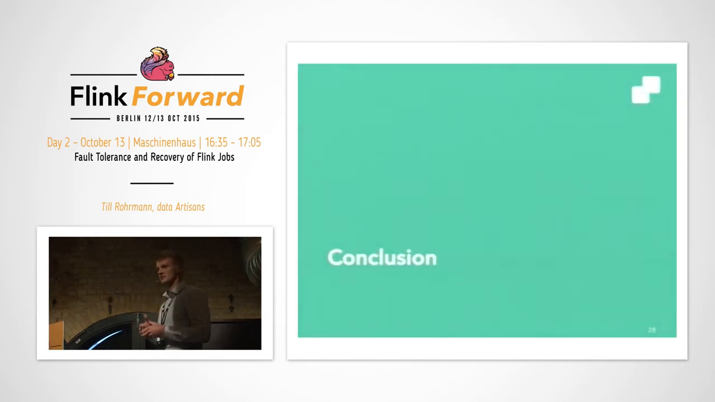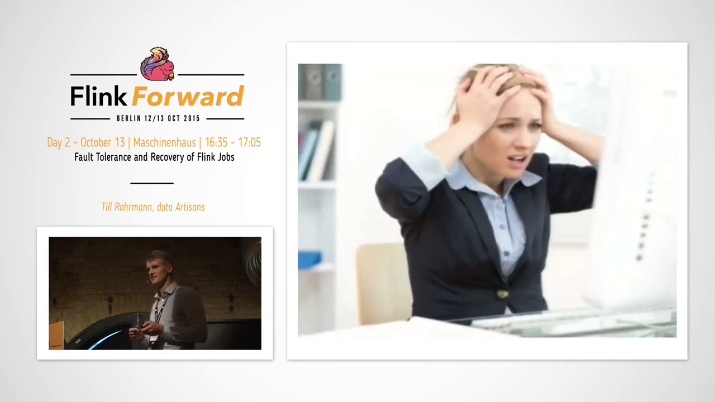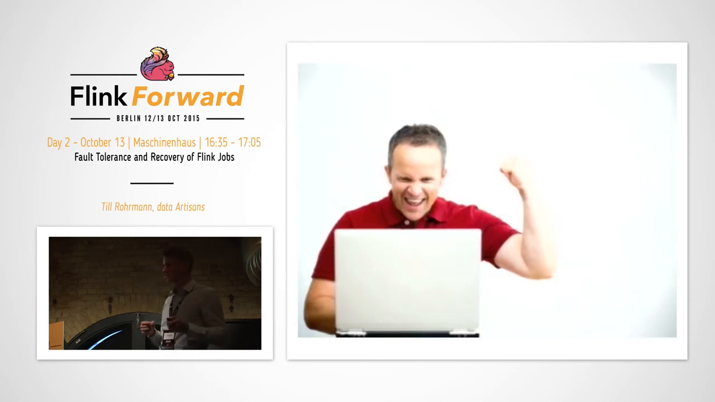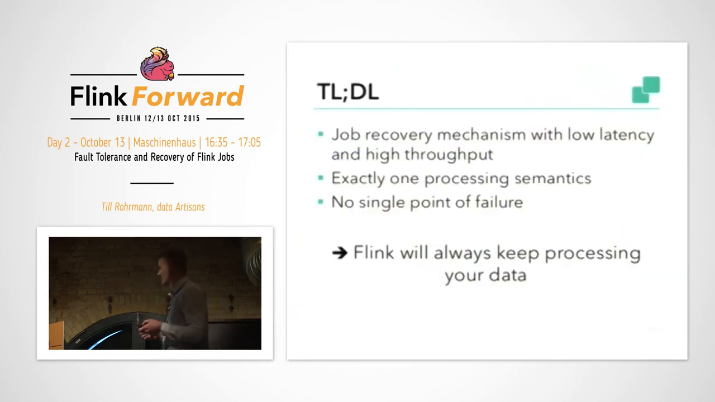So this brings me to the end of my presentation. What you've seen today in a nutshell is that if you use Flink, you will feel less like her and more like him when you enter your office in the morning to check on the progress of your jobs. Flink gives you, now with the upcoming 0.10 release, a job recovery mechanism which gives you still the freedom to tune your job for throughput and latency. And at the same time, it guarantees you exactly once semantics if you need them.